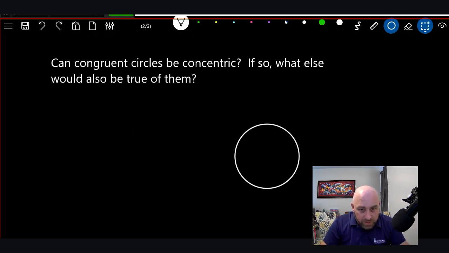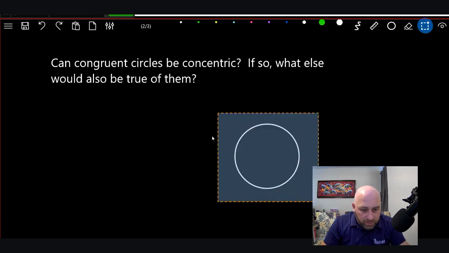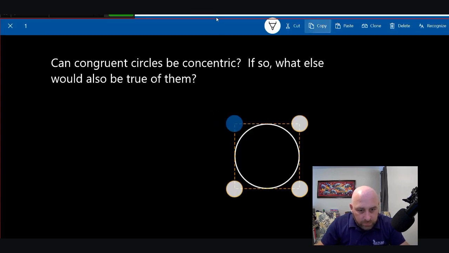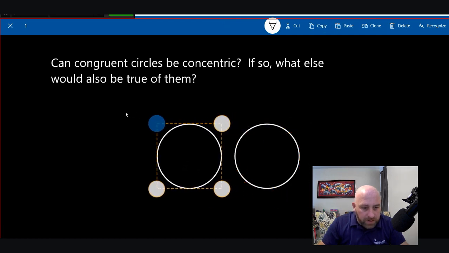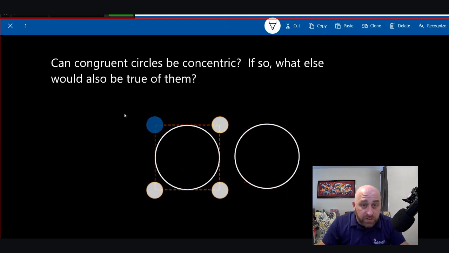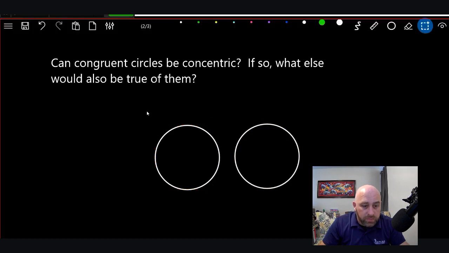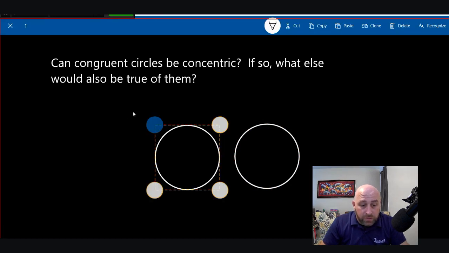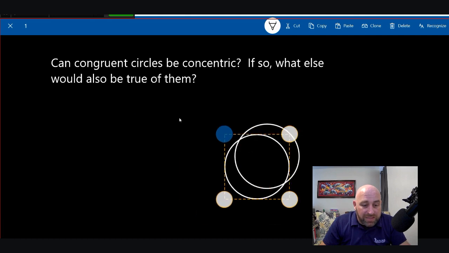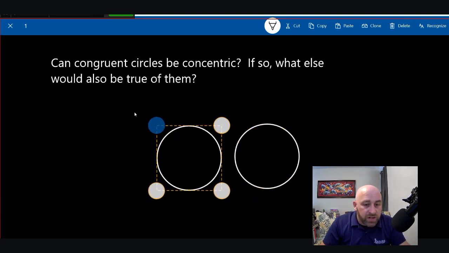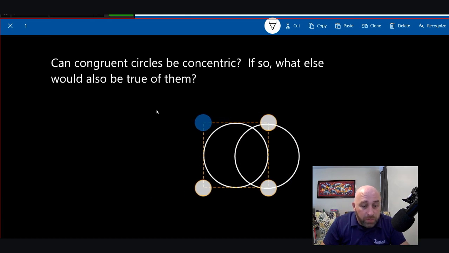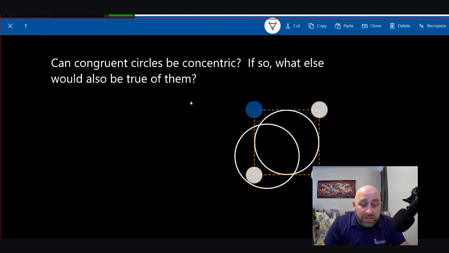Let me go ahead and just copy this circle right here. All right, so here's my congruent circle. Now this one is congruent because we copied it, so we know it's the exact same. What does concentric mean? All right, concentric means shares the same midpoint. Well, can it be concentric?